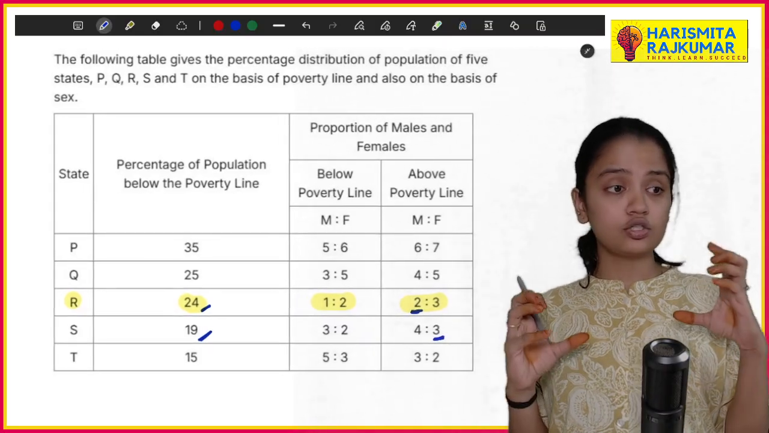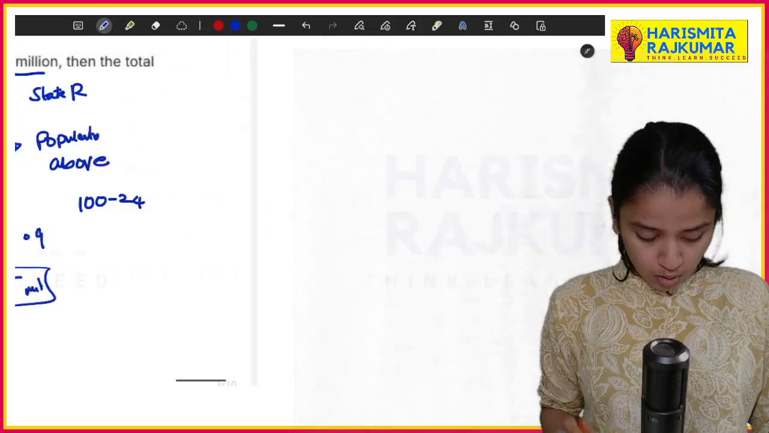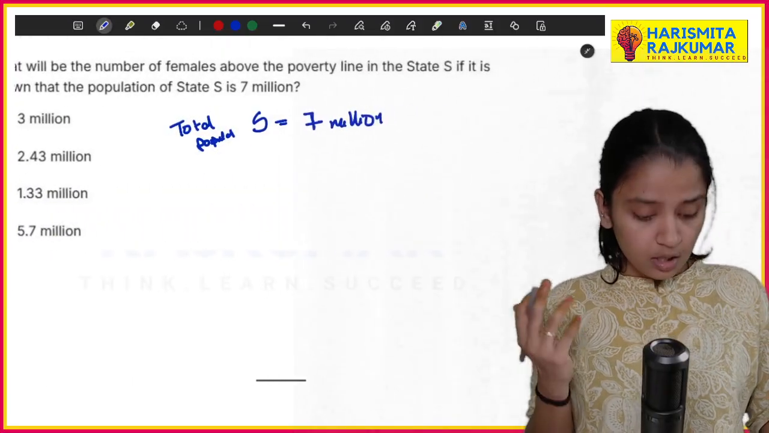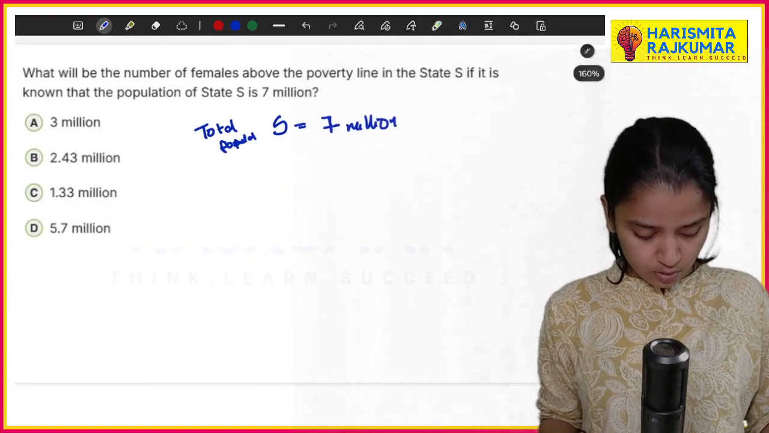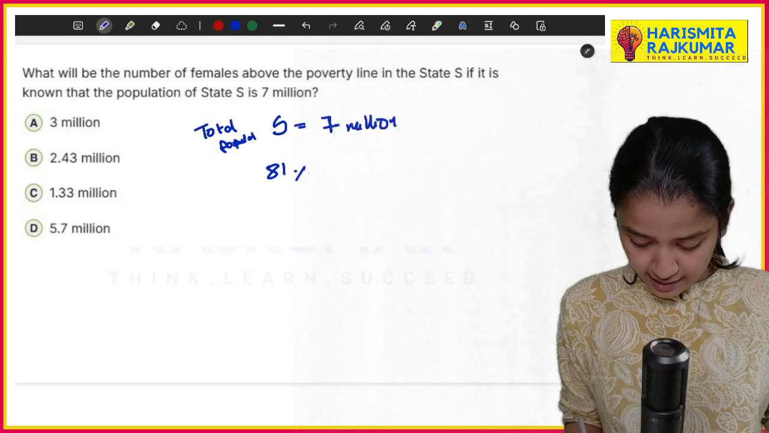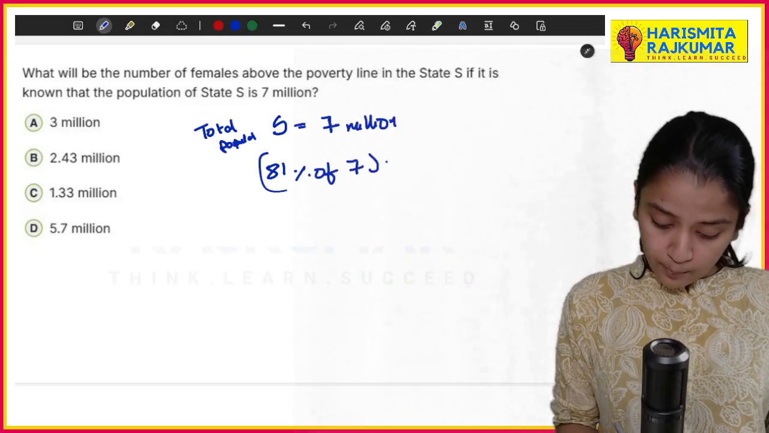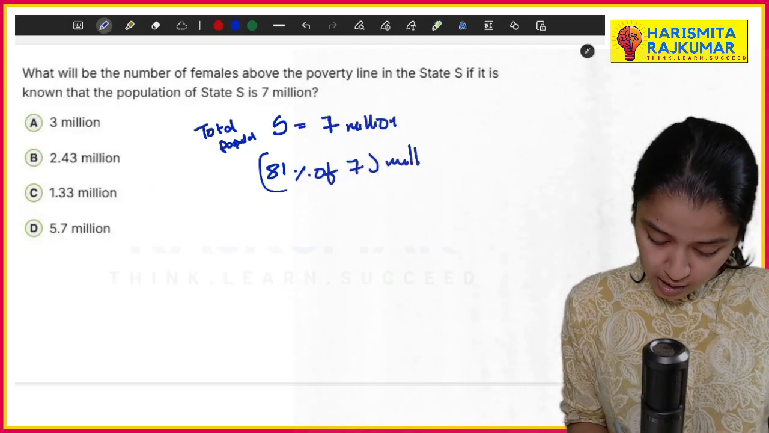Just take a screenshot of this table so that it will be useful for you. Now if I keep this, basically this will be 81 percent of 7 million as the population above.